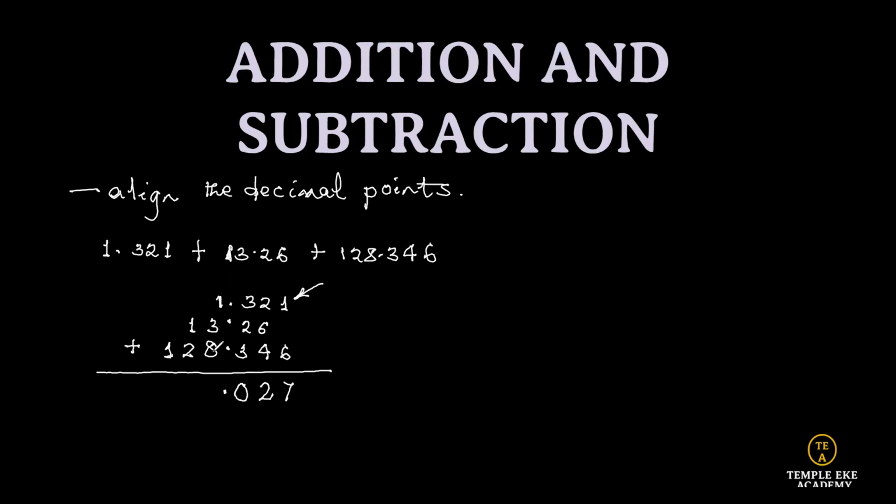1 plus 3 is 4. 4 plus 8 is 12. 12 plus the incoming 1 is 13. And we write 3 and spillover 1. 1 plus 2 is 3 plus the incoming 1, that is 4. And now 1 plus 0 gives us 1. And this is our final answer. Beautiful. For subtraction, the same thing.